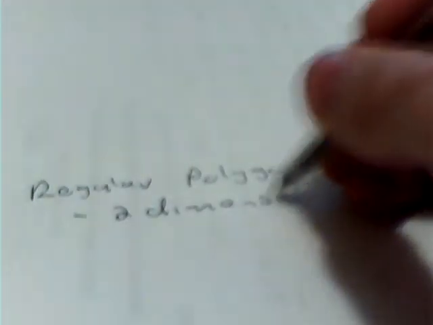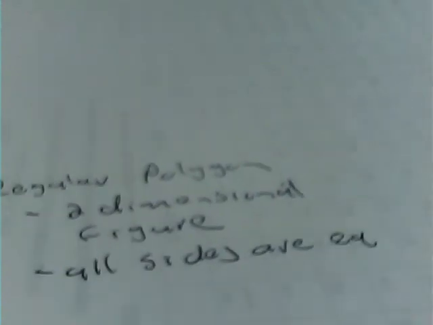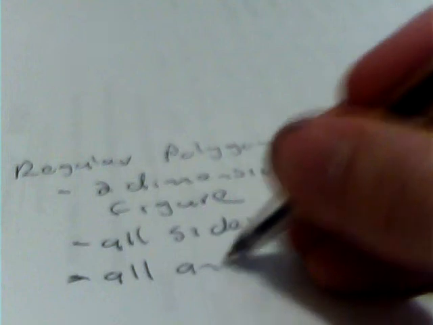A regular polygon is a two-dimensional figure where all sides are equal, and all angles are equal.